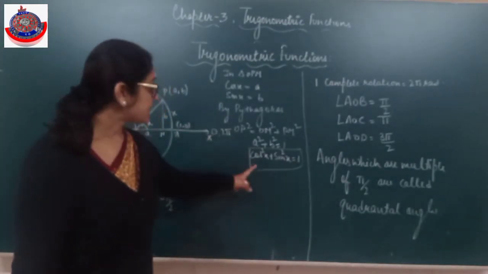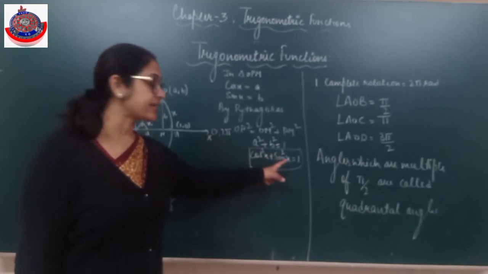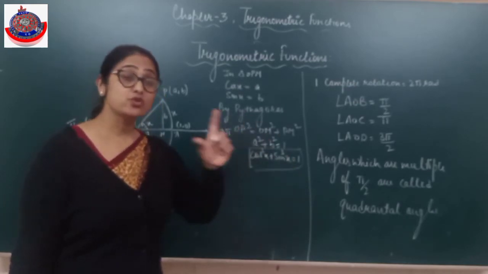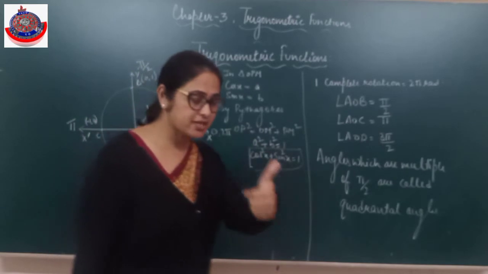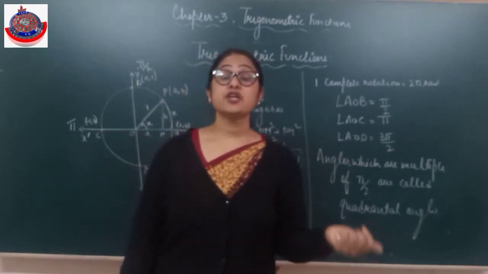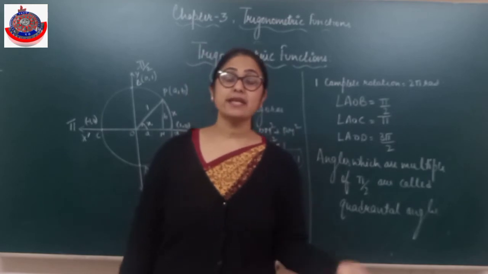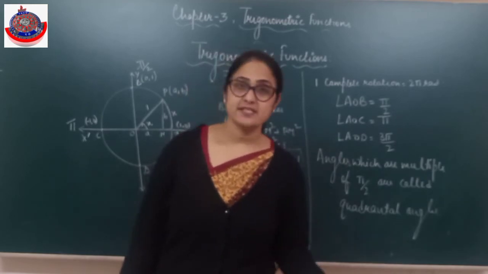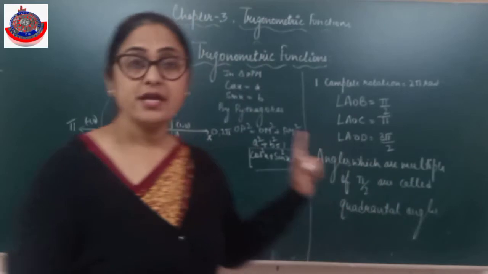One thing: we write cos square x plus sin square x is equal to 1. Those three identities, remember in class 10th we did: cos square x plus sin square x is equal to 1, then secant square x minus tan square x is equal to 1, and cosecant square x minus cot square x is equal to 1. All things can be derived from here.